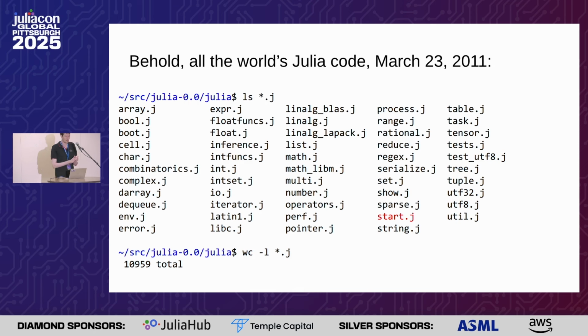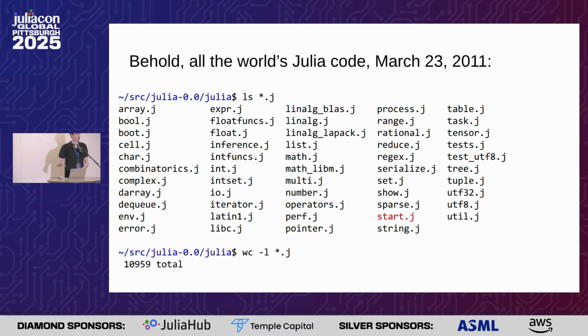So what things looked like in March 2011 was we had, note the command carefully, ls *.j. So this was all of the Julia source code that existed in the world at that time. And it wasn't even in a subdirectory yet. Pretty soon after this, we put it in a subdirectory, which is a great improvement. But the way the system worked was that one file, start.j, every time you started Julia, it loaded that file, and that file simply included all of the others.